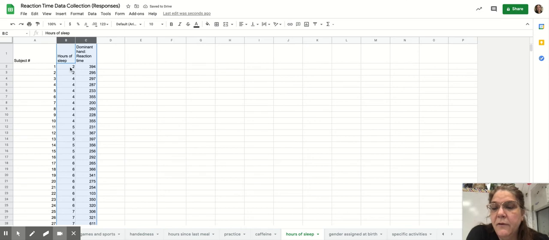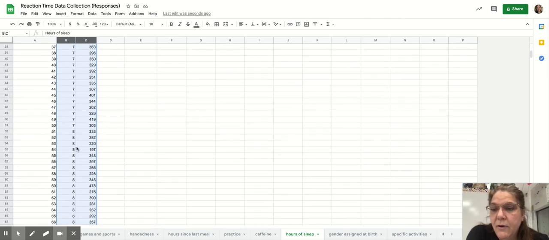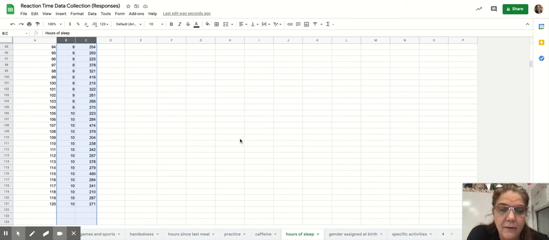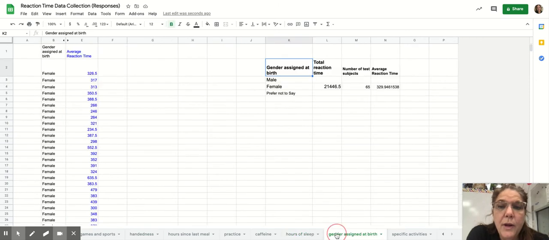Okay, now, oh my gosh, some people only had 2 hours of sleep. All right, and so now you have it all sorted by the number of hours of sleep the person had the night before the test. Okay, so in order to graph, we're back to gender assigned at birth. In order to graph, you are just graphing average reaction time.